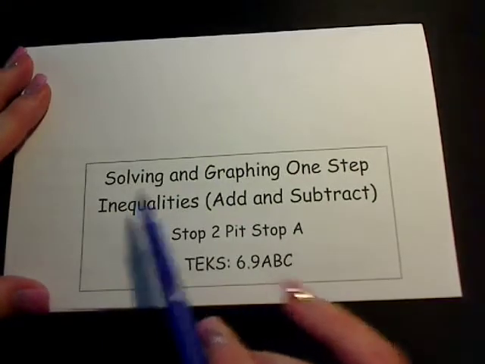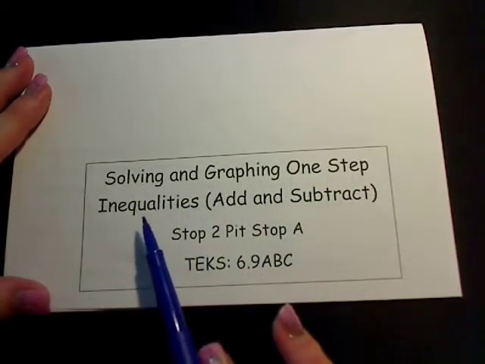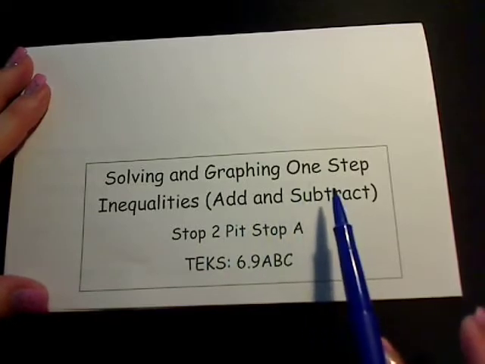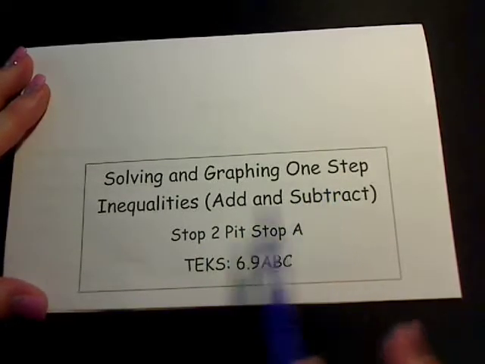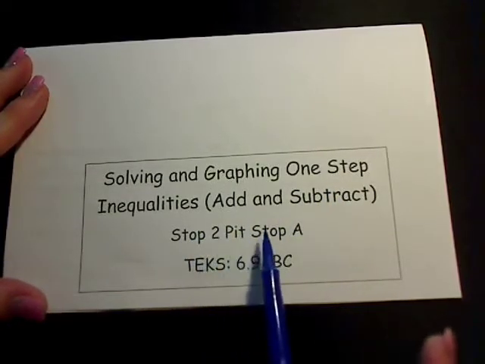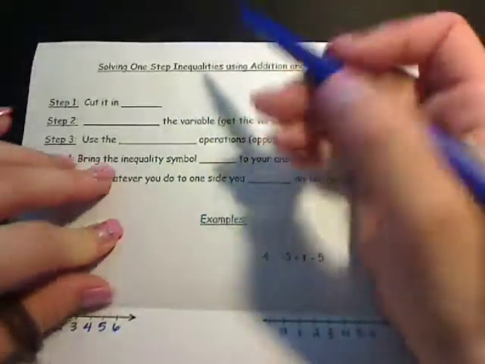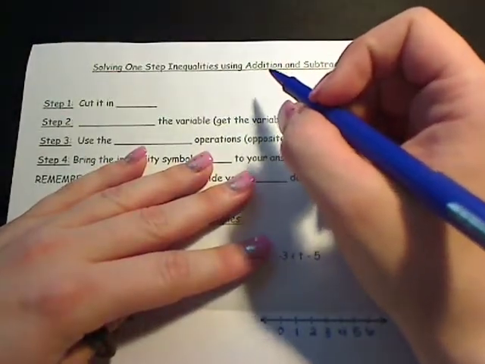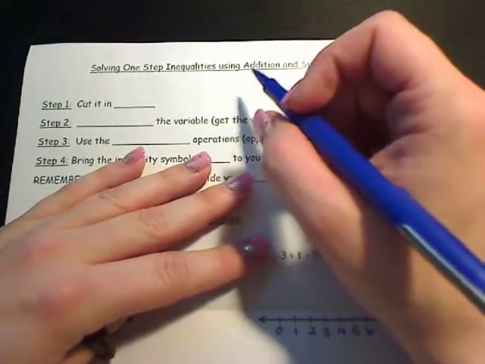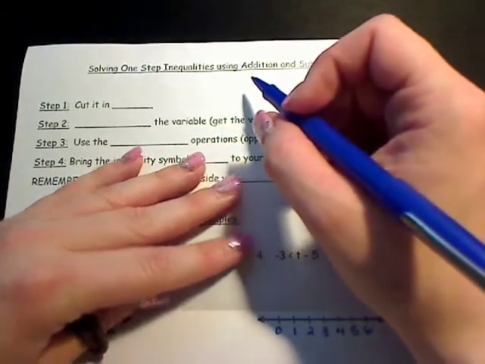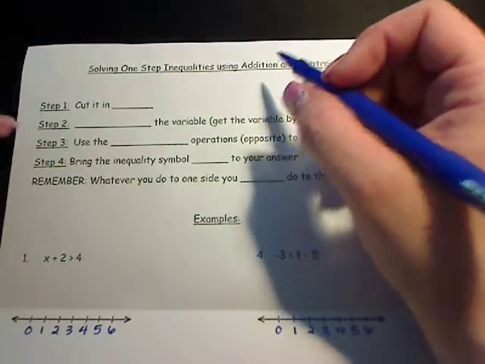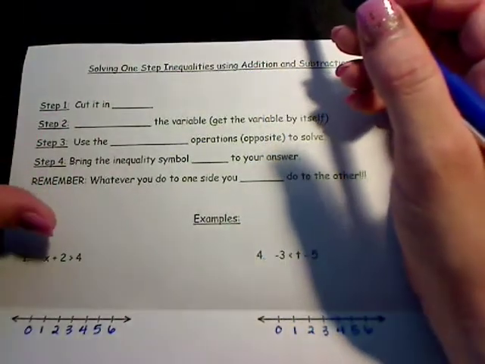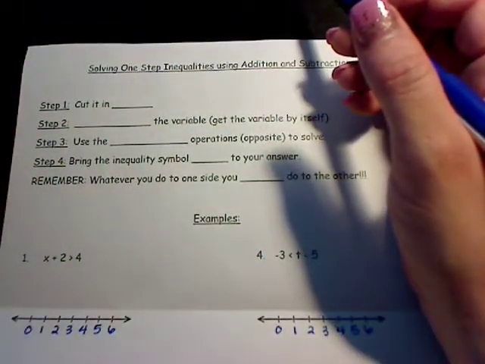Okay, these are your notes for solving and graphing one-step inequalities using addition and subtraction. This is Chapter 8, Stop 2, Pit Stop A. Solving one-step inequalities using addition and subtraction is almost identical to solving one-step equations, which you did in Stop 1. The only thing that's going to be different is figuring out the inequality symbol and graphing. That's the only thing we're adding to it.